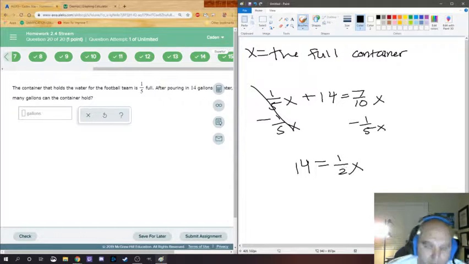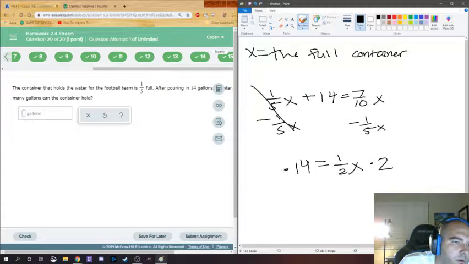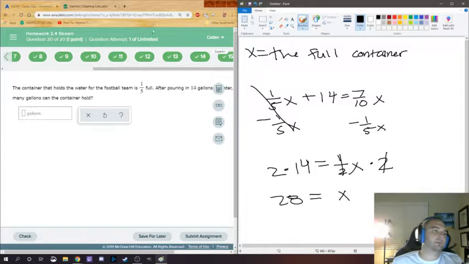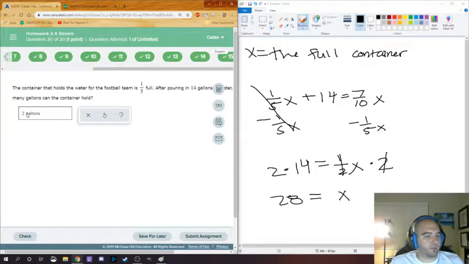It's calculator work. Okay, then to get rid of the 1/2, we're going to multiply by the reciprocal, which is 2. And that makes x equal 28. So the full thing is 28. That's a good problem. I like that problem.